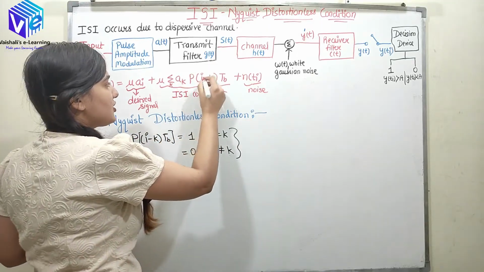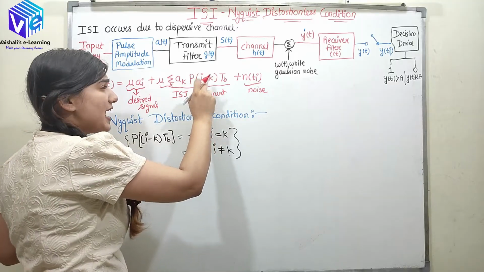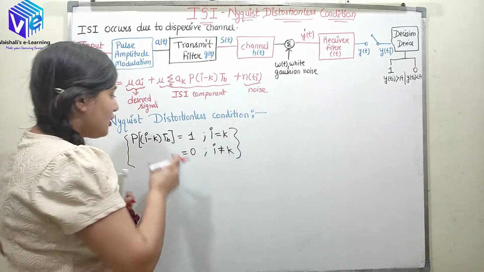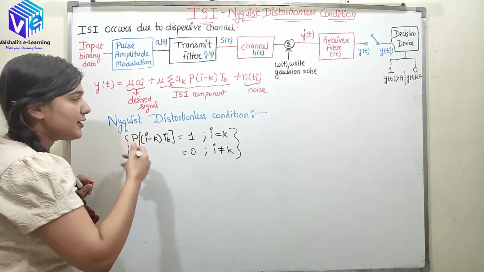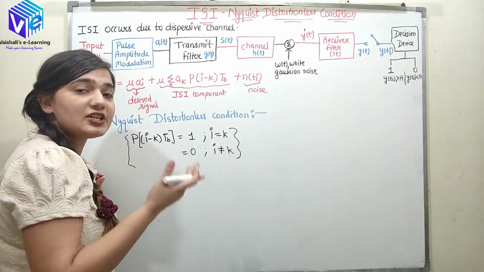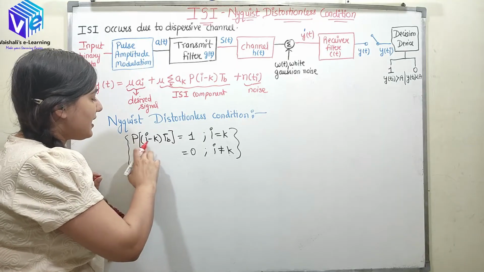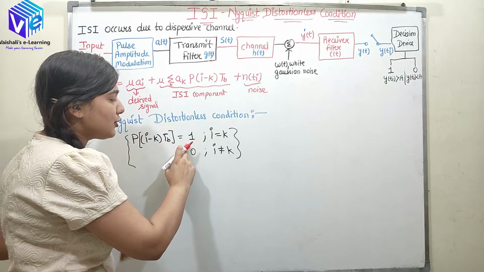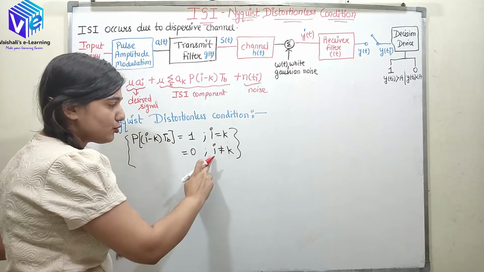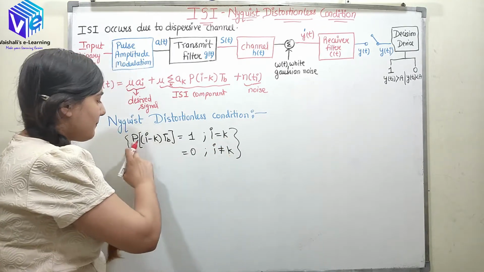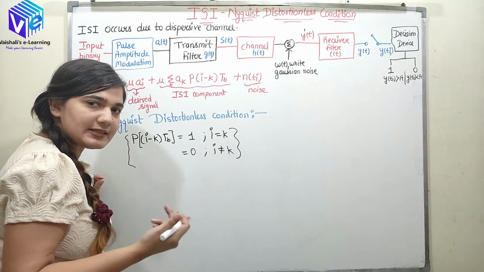This equation has the component p(i minus k)T_b. It is responsible for inter-symbol interference, and according to the Nyquist distortionless condition, it will be distortionless only when p(i minus k)T_b is equal to 1 when i is equal to k, and otherwise it is 0. So when i is not equal to k, p(i minus k)T_b is equal to 0.